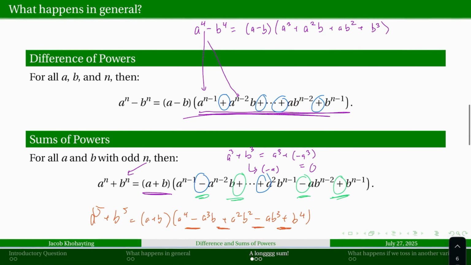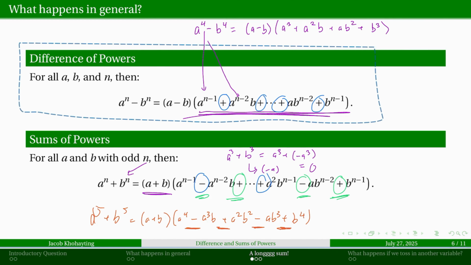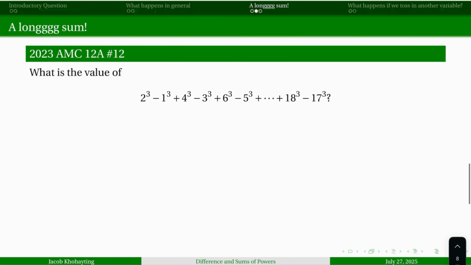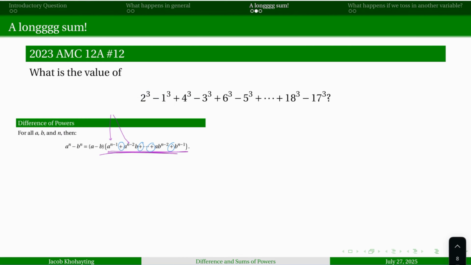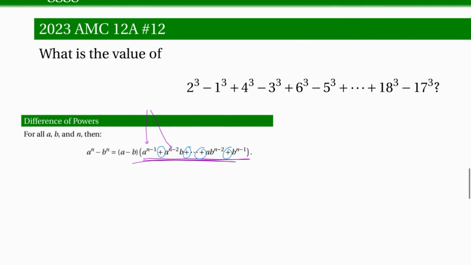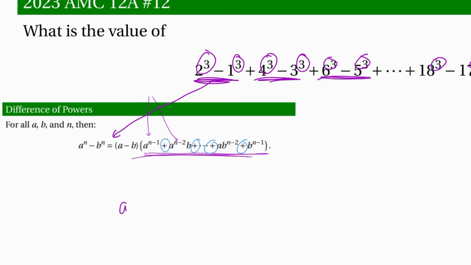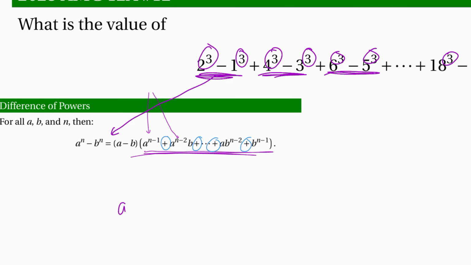Okay, well, let's look at this difference of powers. Let's copy that right here. I don't have this handy. So we are looking at powers of 3, I see, right? We're looking at a bunch of powers of 3, so let's just plug in n equals 3. And notice we're looking at differences: 2 cubed minus 1 cubed, 4 cubed minus 3 cubed, 6 cubed minus 5 cubed. So let's see.